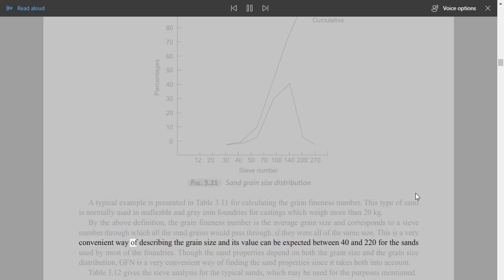This is a very convenient way of describing the grain size, and its value can be expected between 40 and 220 for the sands used by most of the foundries. Though the sand properties depend on both the grain size and the grain size distribution, GFN is a very convenient way of finding the sand properties since it takes both into account. Table 3.12 gives the sieve analysis for the typical sands, which may be used for the purposes mentioned.